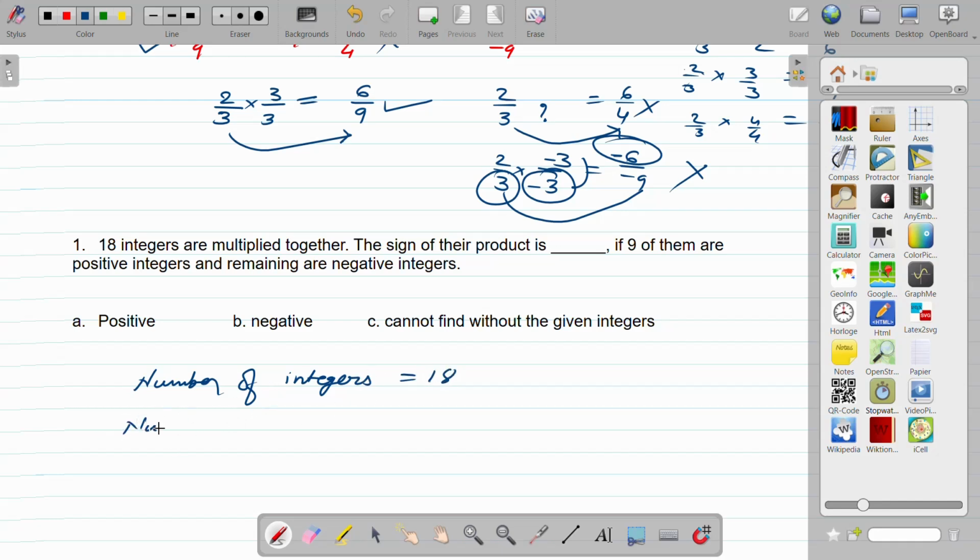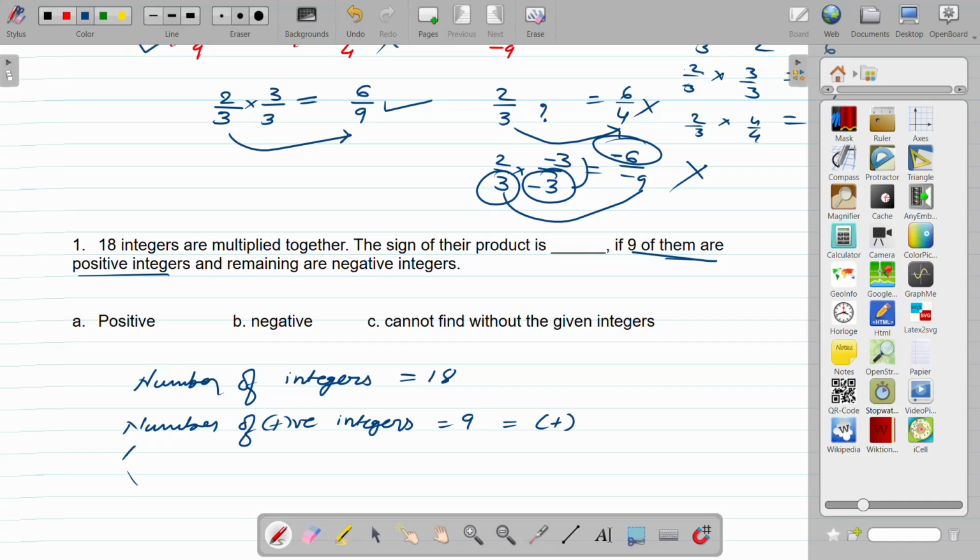And then you have to write the sign of their product. They are asking, 9 of them are what? Positive integers, right? Number of positive integers we have to write, which is equal to 9. And its product, any positive integers, if you multiply even number of times or odd number of times, the sign will remain what? Positive. That we have got the answer.